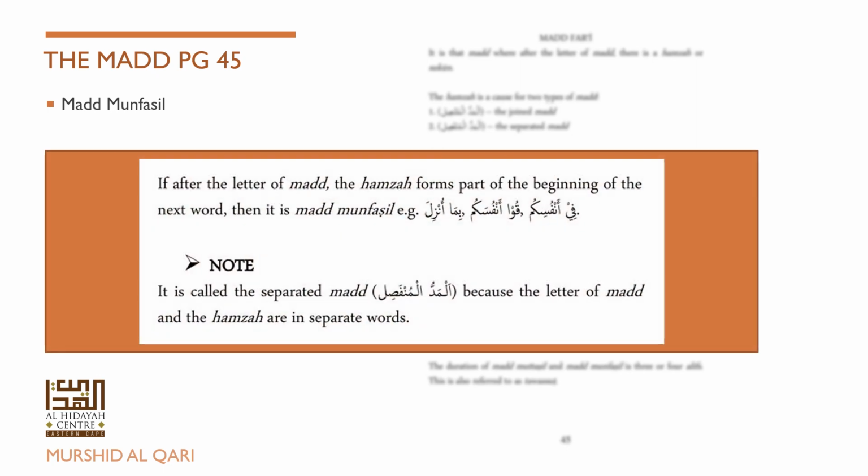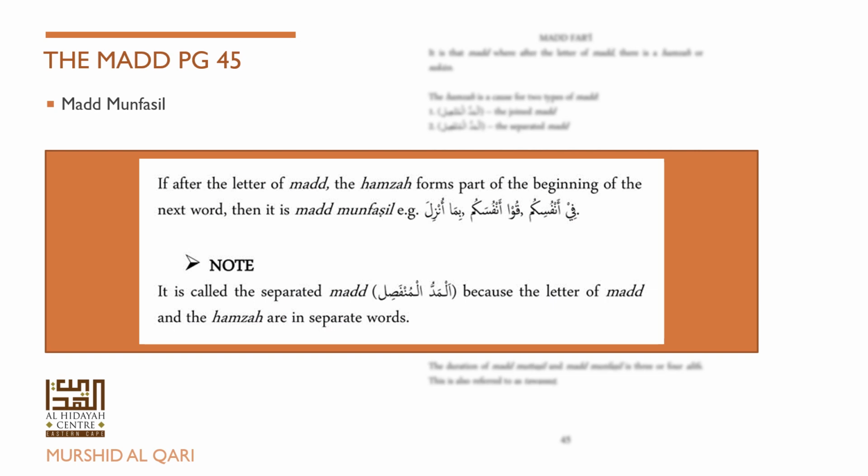Moving on, we already discussed the note. If after the letter of mad, the hamza forms part of the beginning of the next word, then it is mad munfasil. So here you should also highlight the next word, just to give us an idea. So then this mad is mad munfasil. Example, bima unzila. In this example, the letter of mad is the alif.